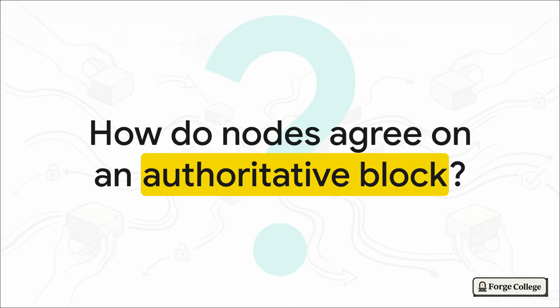Because remember, we are dealing with messy real-world stuff. Network delays, malicious attackers, competing blocks being proposed at the exact same time all around the globe. How do we ensure that every honest computer on this network eventually looks at the exact same sequence of blocks and goes, yep, this is the official truth?